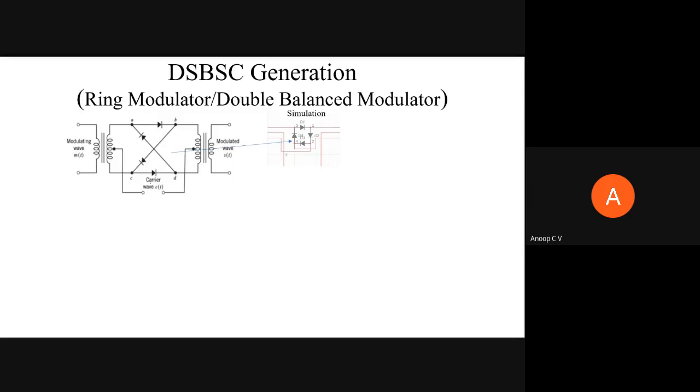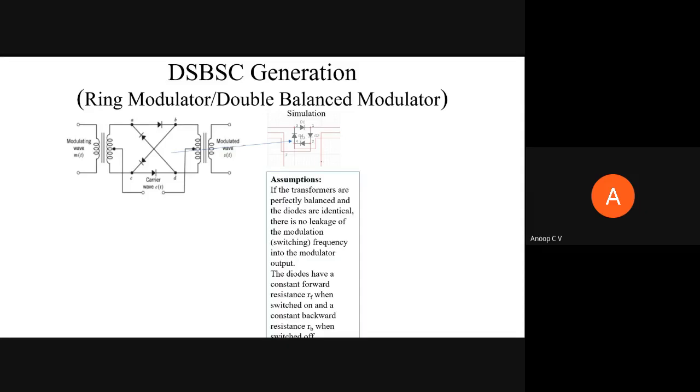If you see this segment CD, if I flip it left to right, I will get the circuit which we had used in the Multisim Live simulation, right. So this is a ring modulator. As we have seen, there are two center tap transformers, and we are making certain assumptions. The assumptions are that both the transformers are balanced, right.